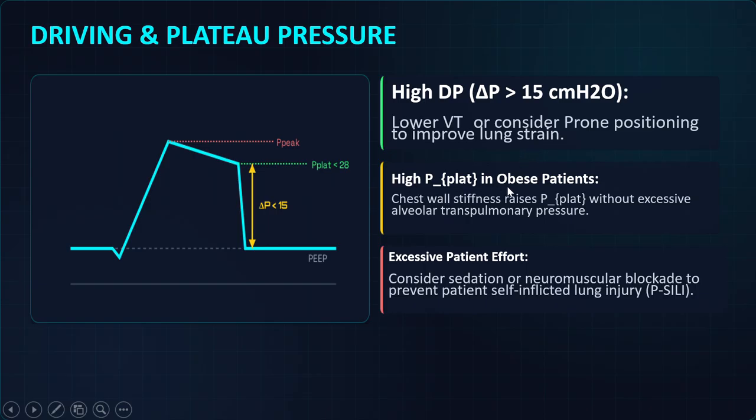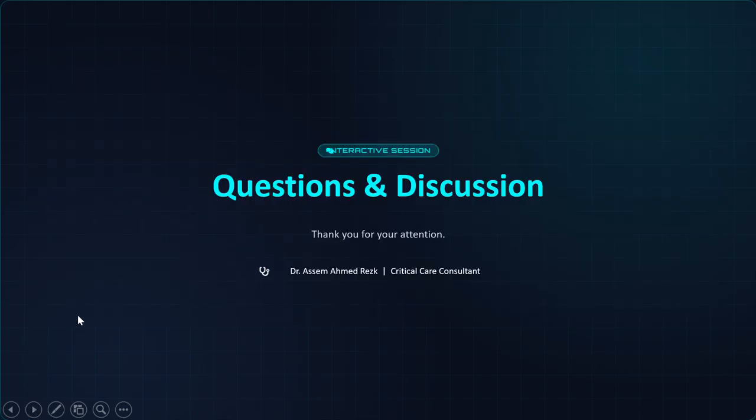High plateau pressure in an obese patient: chest wall stiffness rises without excessive alveolar transpulmonary pressure. If there is excessive patient effort, consider sedation and neuromuscular blockade to prevent patient self-inflicted lung injury. Thank you.